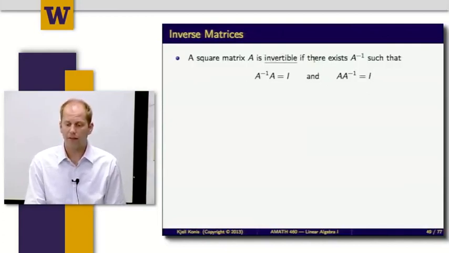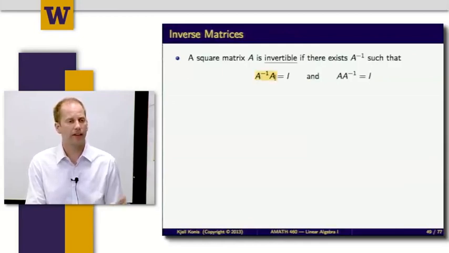So A is invertible if there exists a matrix. I'm going to call the inverse A to the minus 1 power. It doesn't mean 1 over A, but it's sort of in the same sense that if I had a real number that's not equal to 0, and I took 1 divided by that real number, then when I multiplied those two things together, I would get 1.